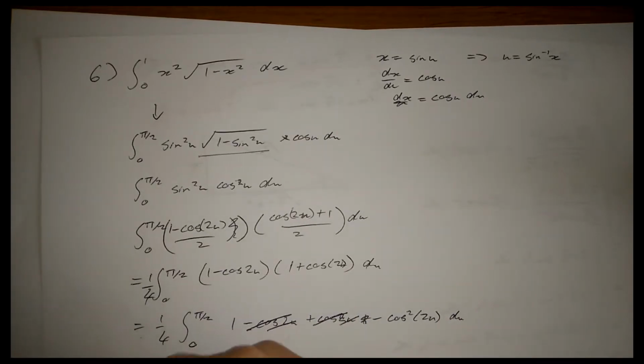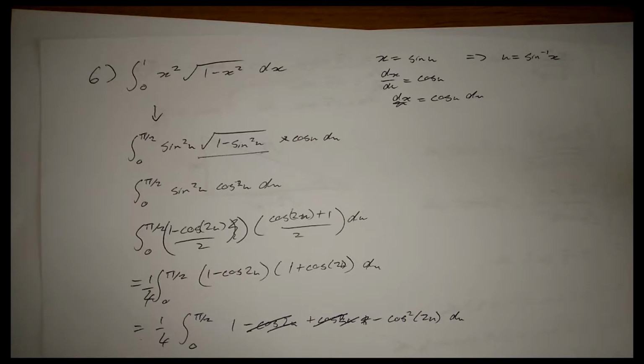What we're left with is a quarter integral from 0 to pi on 2 of 1 minus cos squared 2u. Now we can just do this again, since we know that cos squared 2u is equal to, using our double angle identity, 1 plus cos 2 times 2u, which is 4u, on 2.